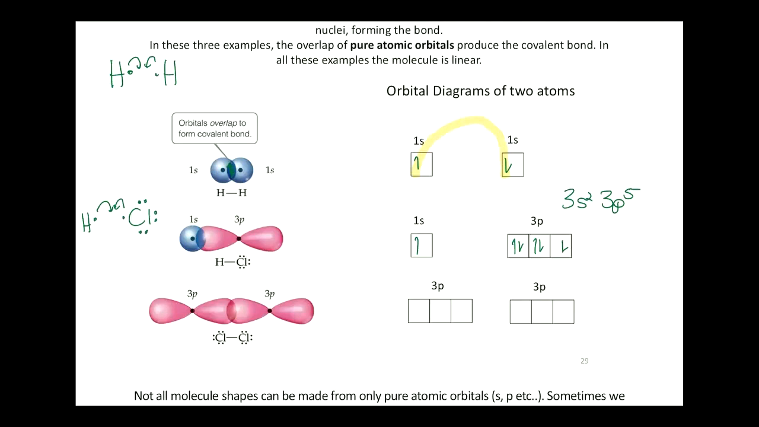Just like in the Lewis structure, we want those 2 unpaired electrons to share, and that's how we make the covalent bond. In this picture, I'm just showing the orbitals I highlighted: an electron in a 1s orbital, that's the sphere, and an electron in a 3p orbital. What does a p orbital look like? Yeah, it looks like a dumbbell.